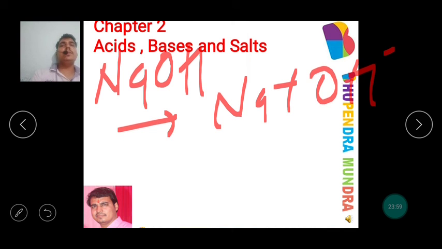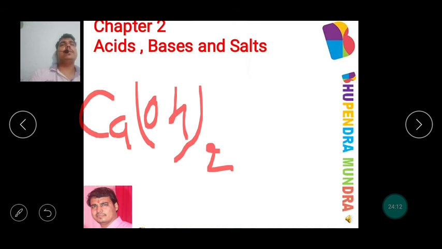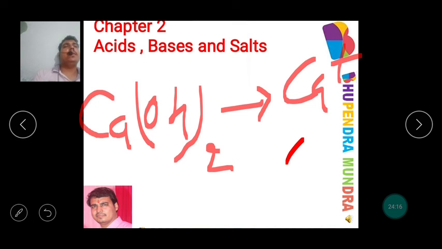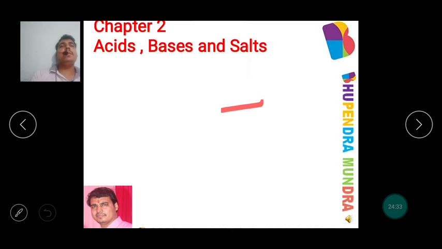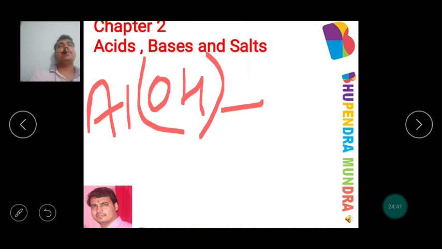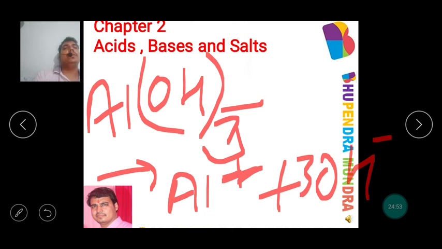The next example is a diacidic base, for example Ca(OH)2, which releases Ca plus and OH minus ions, a quantity of 2 molecules, so it is a diacidic base. The third one is triacidic. An example is Al(OH)3, which releases an Al ion and 3 OH ions, so that is triacidic.